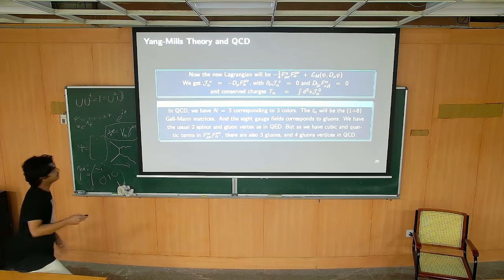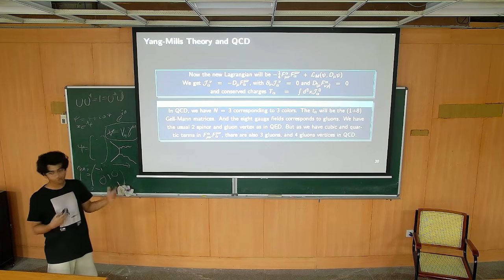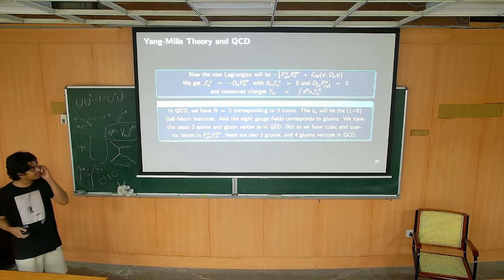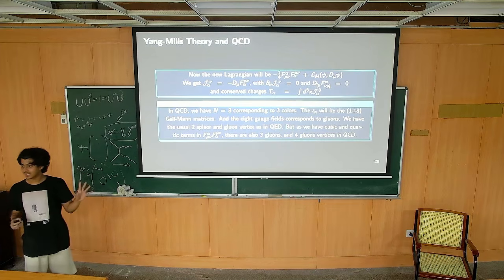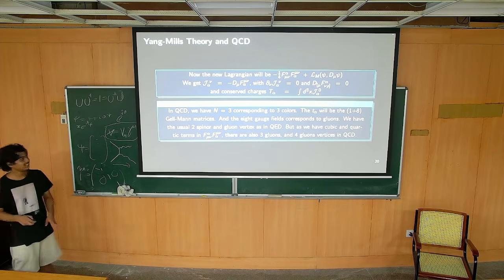Yeah, so now if you get n equal to 3, this is for chromodynamics. This corresponds to something called the Gell-Mann matrices, which is an 8-dimensional representation of SU(3). Yes, SU(3). It's called Gell-Mann matrices. It's a 3 by 3 matrix.